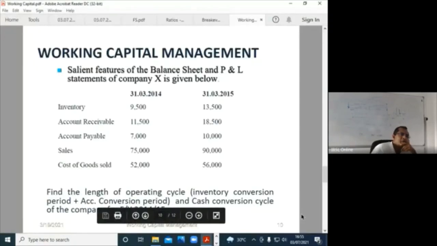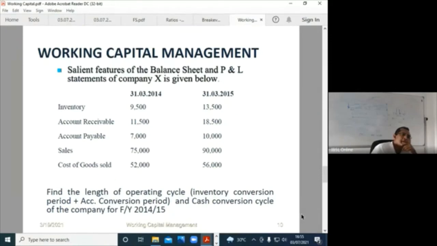Okay, write it down now. Inventory, base year it is 9,500. Other year it is 13,500. Account receivable base year it is 11,500. Year of evaluation 18,500. Account payable 7,000 base year, 10,000 on the evaluation year. Sales 75,000 and 90,000 on the evaluation year. Cost of goods sold, it is 52,000 and 56,000 on the year of evaluation. You have to assume 100% of sales is credit sales.